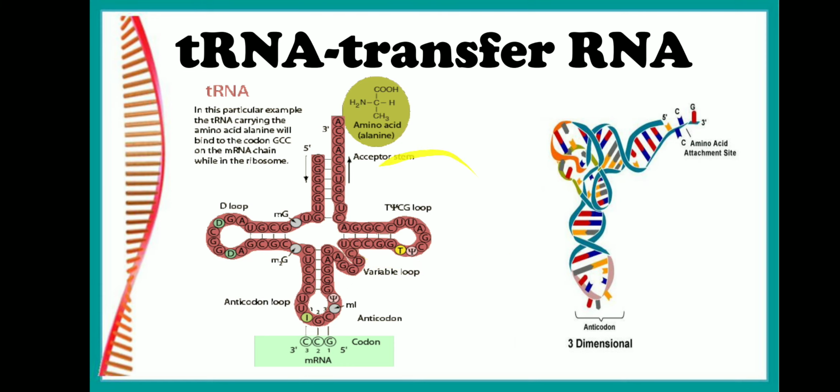Now this loop will bind to the ribosome. This is the site for attachment to a ribosome. This site is also common to all the tRNA molecules. It is formed of 5 base pairs. If you see, the T-psi-C loop has 5 base pairs and a terminal loop with 7 nitrogenous bases. In the terminal loop there are 7 nitrogenous bases. So this loop is the site of attachment on the ribosomes.